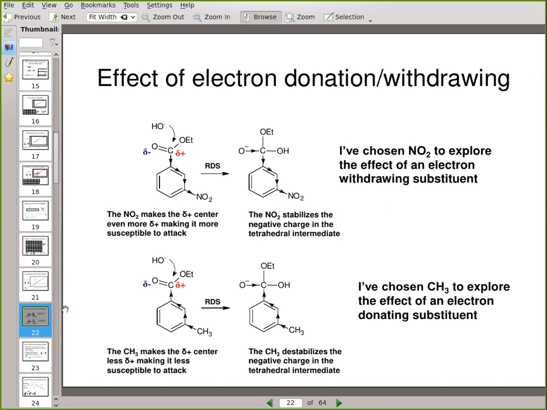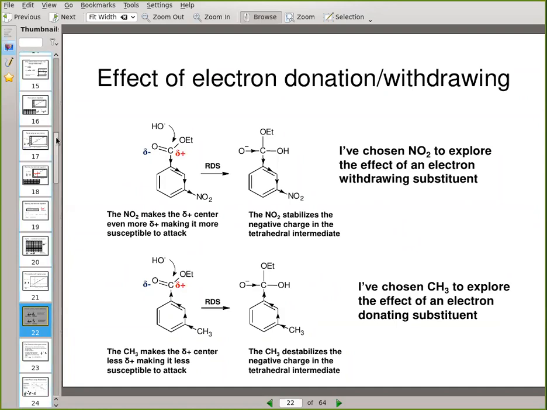Why does an electron withdrawing group make this go faster, and why does an electron donating group make the hydrolysis go slower? If I want to explore an electron withdrawing group, I will always choose the nitro group. It's the strongest electron withdrawing group I can think of offhand. And if I want to explore an electron donating group in the meta position, the strongest I can think of is the methyl group. So I'm going to explore those two.